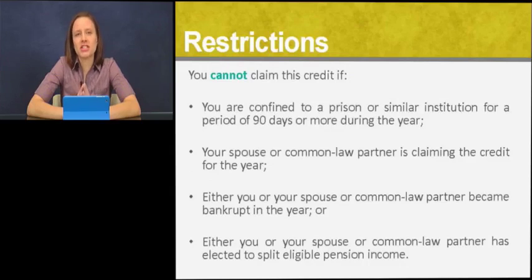So there are restrictions that prevent an individual from claiming the family tax cut credit. You cannot claim this credit if you're confined to a prison or similar institution for a period of 90 days or more during the year, or your spouse is claiming the credit for the year, or either you or your spouse became bankrupt in the year, or either you or your spouse has elected to split eligible pension income.